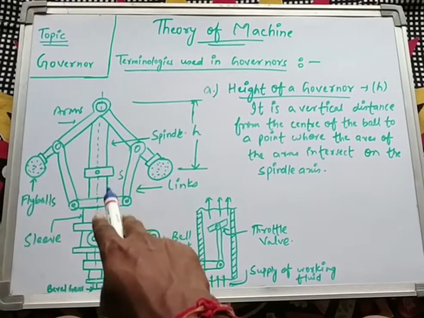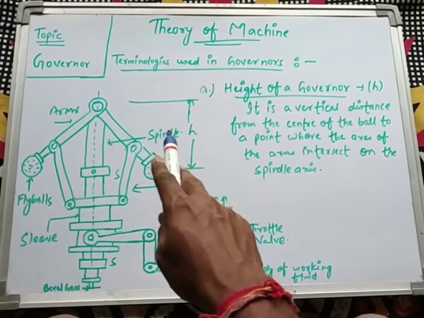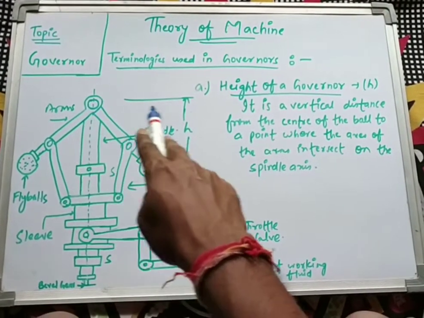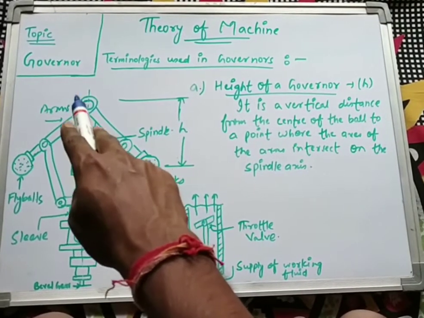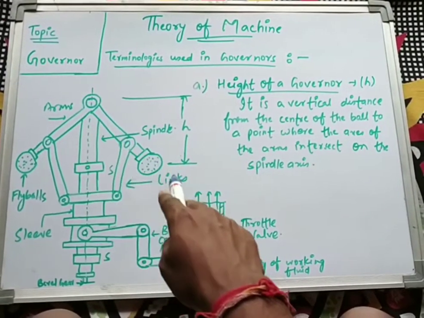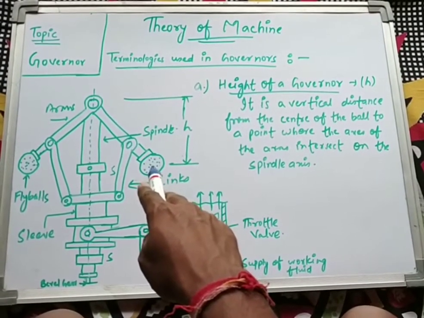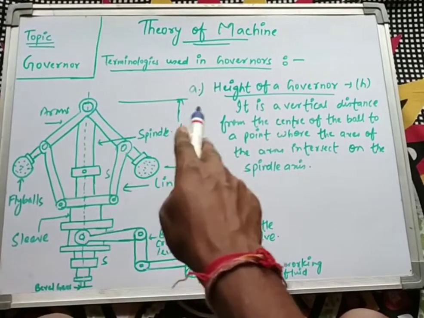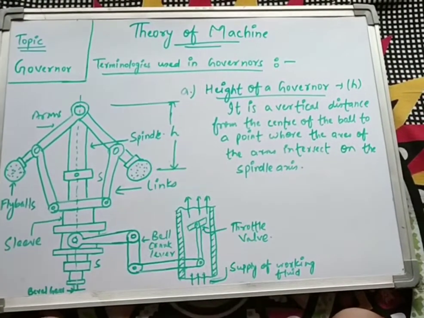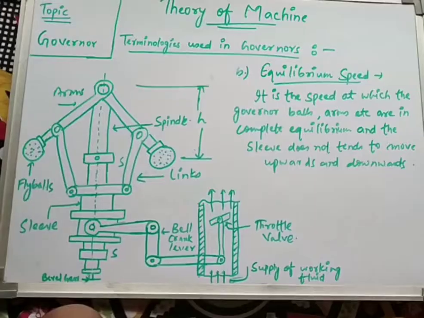So this is the spindle axis, this is the arm, this is the topmost point. The height of the governor will be the vertical distance from the point or pivot where the arms are connected, down to the center of the fly ball. So from that top position to the center of the ball, the distance between them is known as height of the governor.